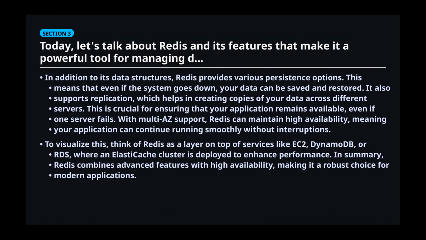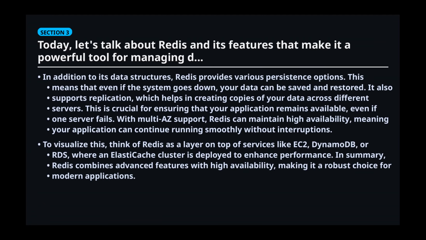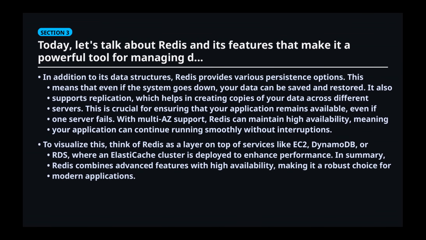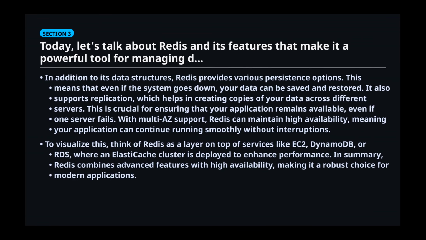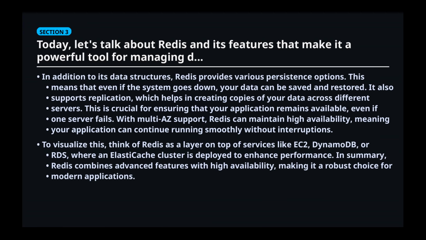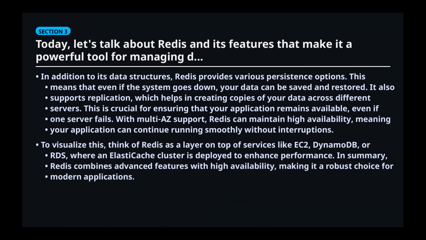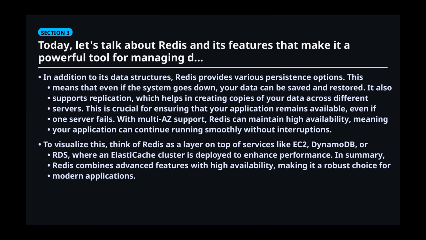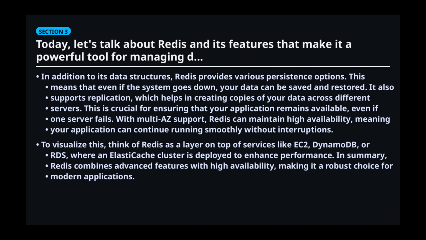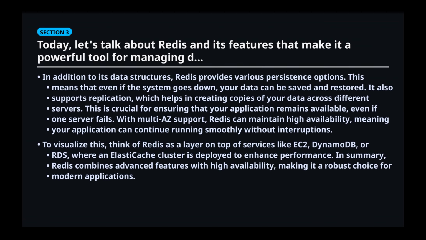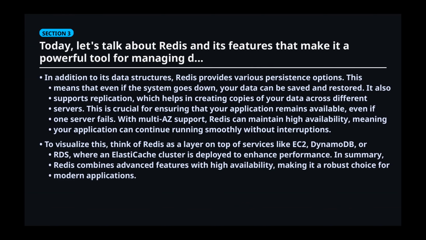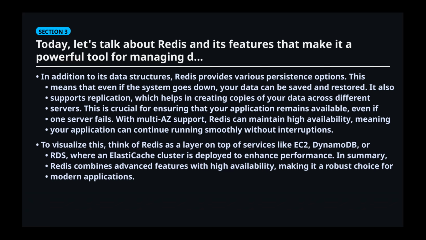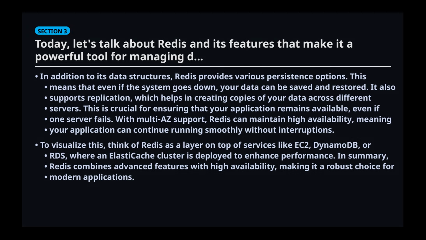In addition to its data structures, Redis provides various persistence options. This means that even if the system goes down, your data can be saved and restored. It also supports replication, which helps in creating copies of your data across different servers. This is crucial for ensuring that your application remains available, even if one server fails. With multi-AZ support, Redis can maintain high availability, meaning your application can continue running smoothly without interruptions.